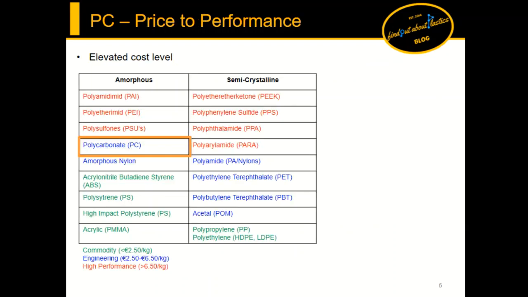What is the price to performance ratio? Polycarbonates form the base of amorphous engineering thermoplastics and have a price of 2.5 euros per kg for base grades. High heat modified grades are in the range of 3 euros to 3.60 euros per kg.